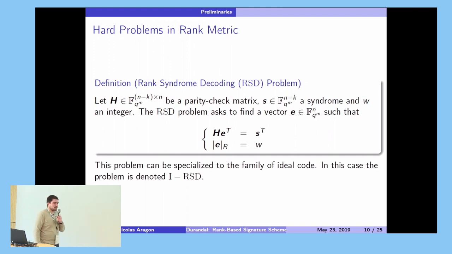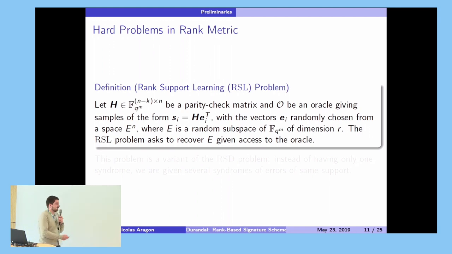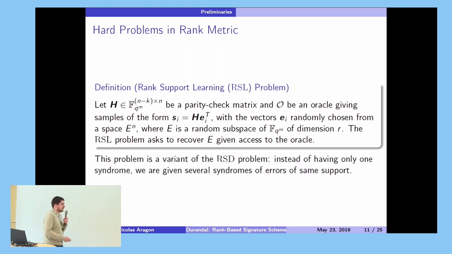Of course, this could be specialized for any family of codes. For ideal codes, we will denote this problem IRSD. Now, this is a more recent problem, the RSL problem. It can be seen as a generalization of the RSD problem. So this time we are still given H, a parity check matrix of a code, but instead of being given a syndrome, we are given access to an oracle that will output syndromes each time we do a request. And the particularity is that each error vector E has its coordinates lying in the same support, capital E. So this is kind of a variant on the RSD problem, where instead of having only one syndrome, you are given multiple syndromes, and you know that there is some kind of structure in the support of the errors.